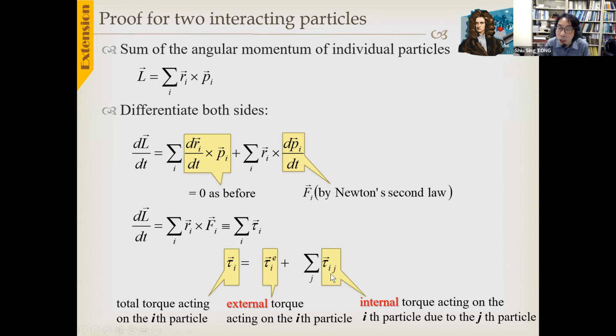And I use the symbol tau ij to denote the torque acting on particle i due to particle j. Particle j is another particle. Now I'm considering the torque on particle i. That includes the external torque and the internal torque due to all other particles. Because there are many such particles, I form a summation of this internal torque over j. j is the index denoting all other particles acting a torque on particle i. So tau ij is the torque acting on particle i due to particle j, and the summation is the total internal torque.